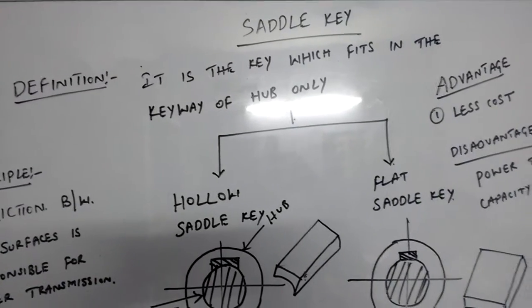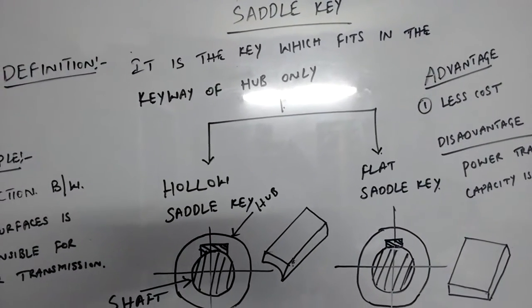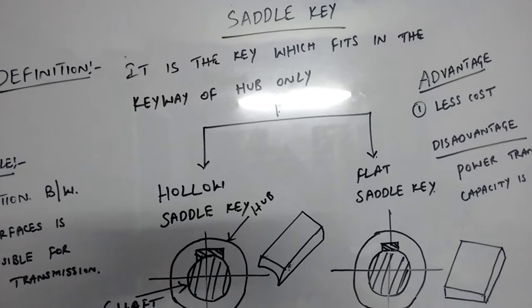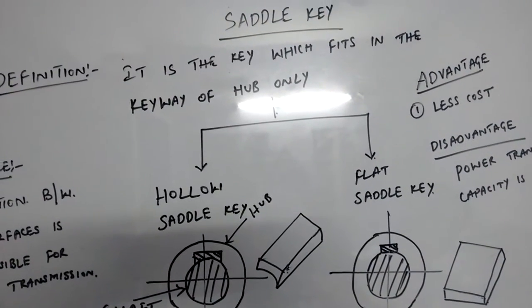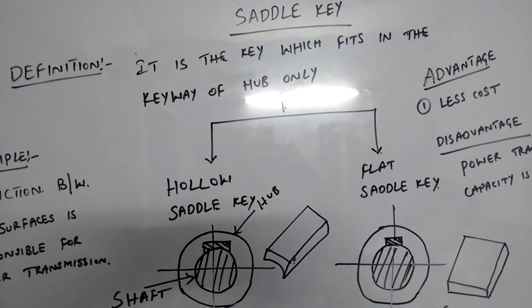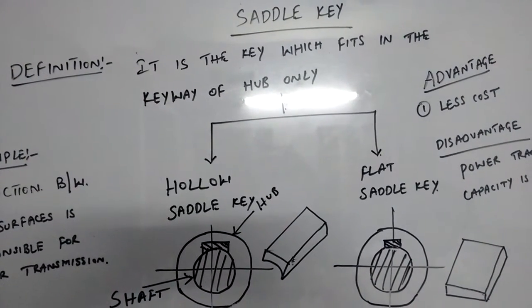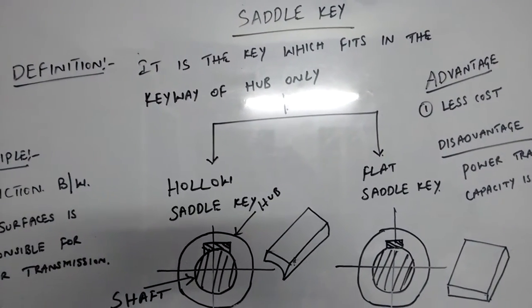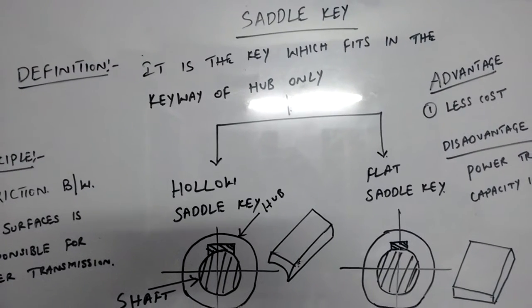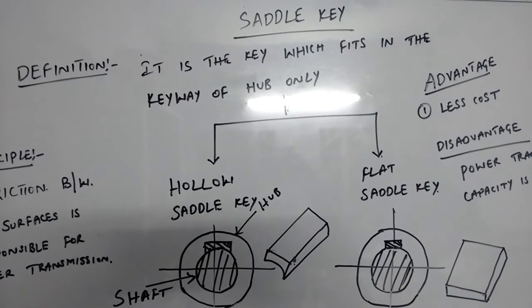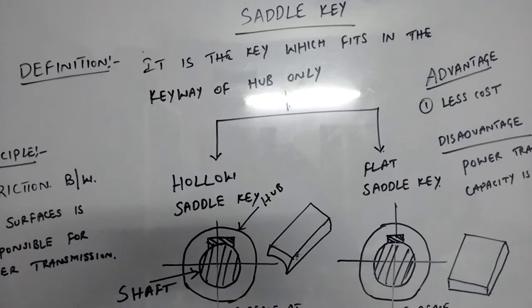Saddle key. The definition is: it is the key which fits in the keyway of the hub only, whereas a sunk key fits in both the keyways of the hub and shaft. But a saddle key means it is a key which fits in the keyway of the hub only.